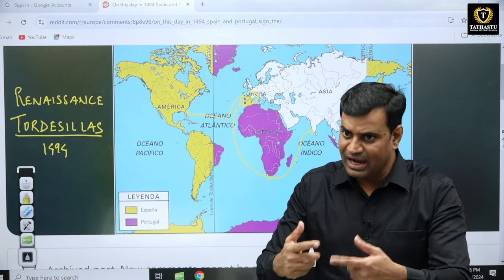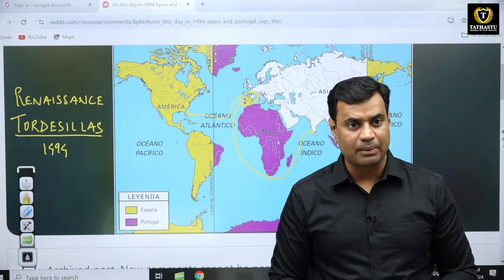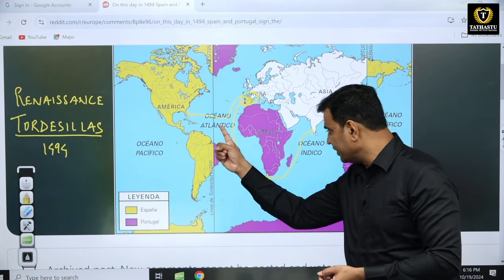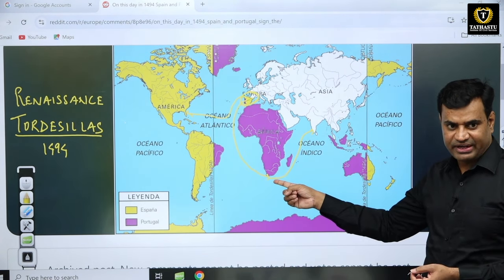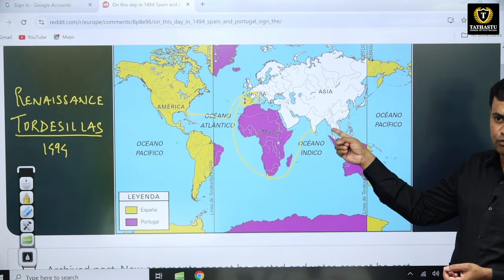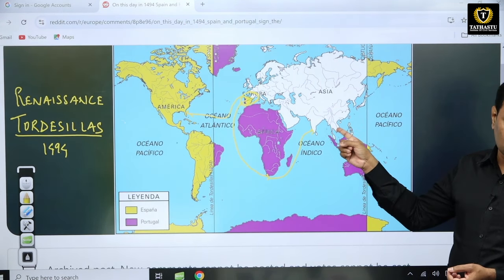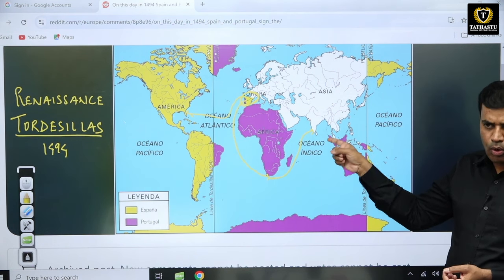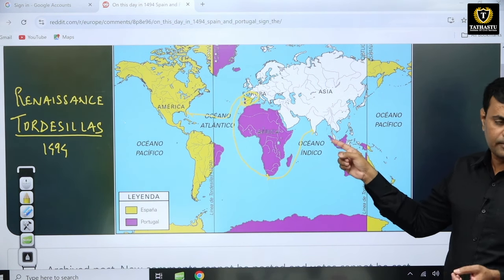Clear? India was really discovered again in the modern era by the Portuguese sailor Vasco da Gama, who started from here, came to the southern tip of the African continent, further proceeded here and reached the coast of Calicut in 1498, and the local rulers welcomed him, gave him a warm reception, and these rulers were the Zamorin rulers of Calicut.